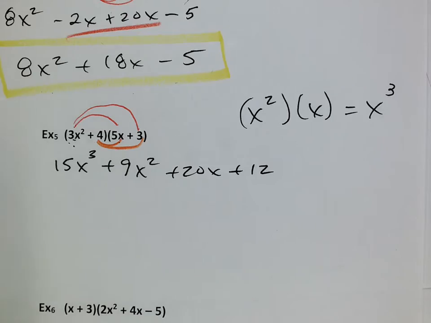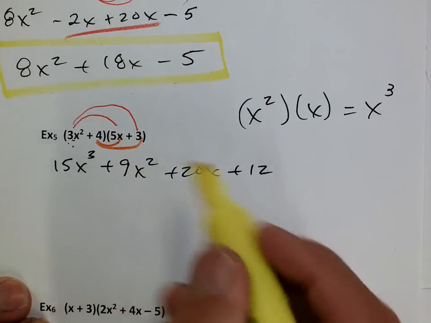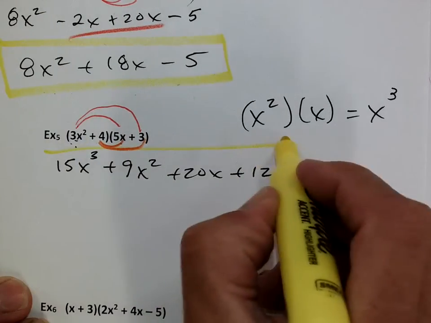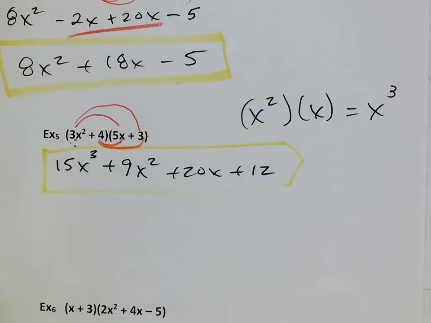It's kind of a big answer. I mean, why would you go from this to this? Well, there are reasons why later, but this would be the answer in expanded form that we want.